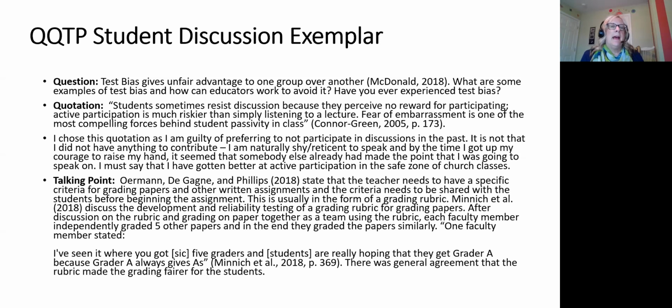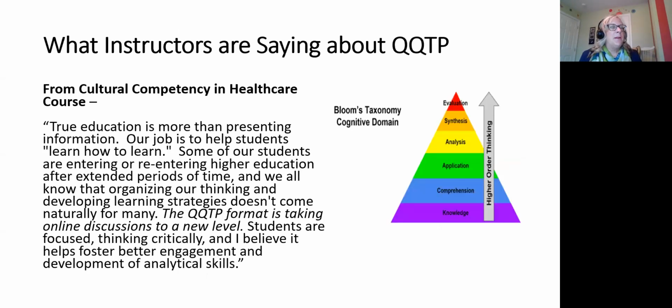So the student reflected on that and said she chose this question because she's guilty of preferring not to participate in discussions in the past. And it's not that the student felt like they didn't have anything to contribute, they're just naturally shy. So it really gave insight into how students feel about discussions. And some students commented a lot on that quotation. And then you could see the student went to the readings on the talking point, and she really analyzed and synthesized the course readings and reflected the importance of instructor grading fairly, and how she learned through the readings how rubrics help ensure fair grading. And that led to a really robust discussion on fair grading. I'm going to turn it back to Noreen now.